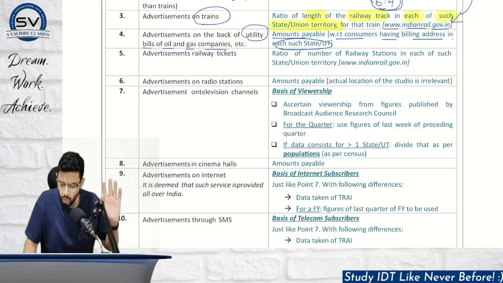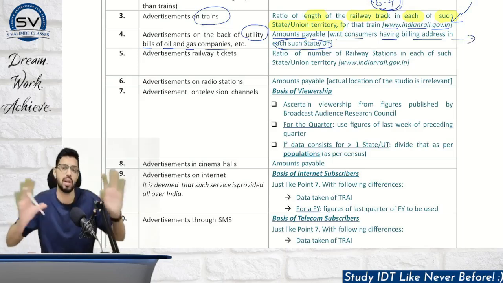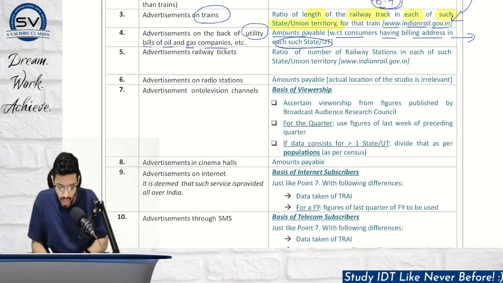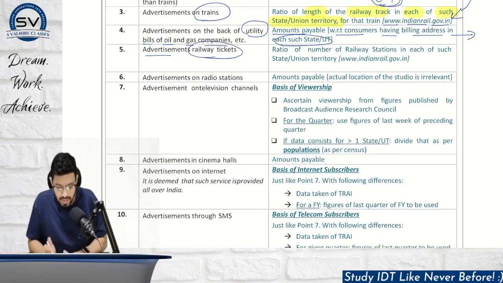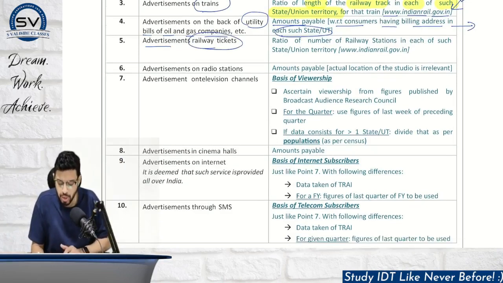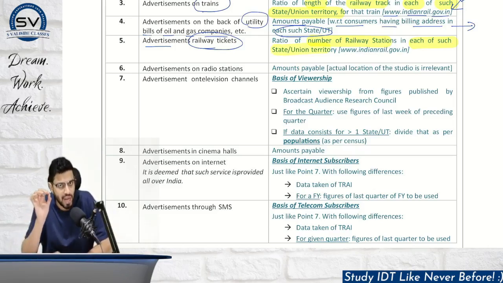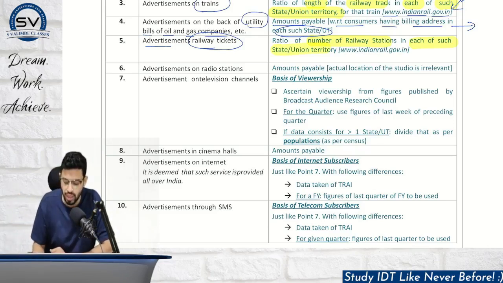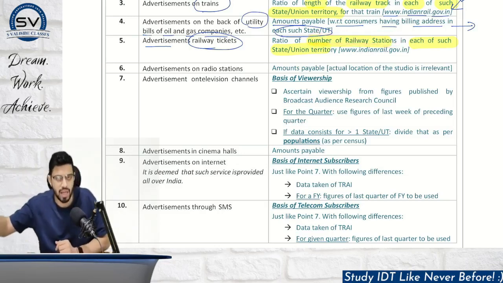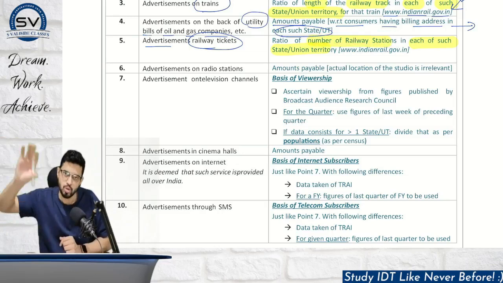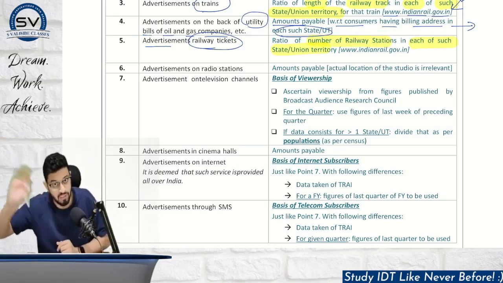So all these points will be given in your exam. You just have to bifurcate. Okay. Advertisement on railway tickets. In that case, you have to use the ratio of number of railway stations in each of the union territory or state, because it is practically impossible to track how many railway tickets are being sold, right? So here you have to focus on the number of railway stations. Let's say there are 6 railway stations in Delhi and 4 railway stations in Mumbai. So 6:4 will be the ratio of division of the amount.